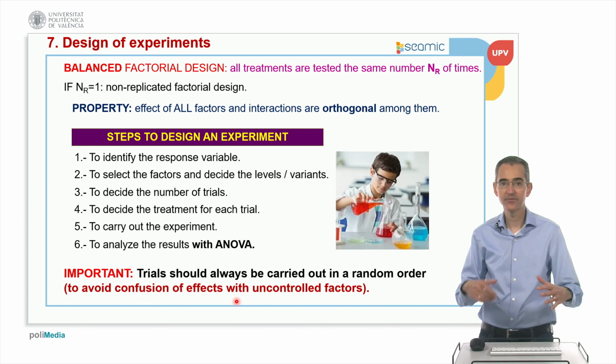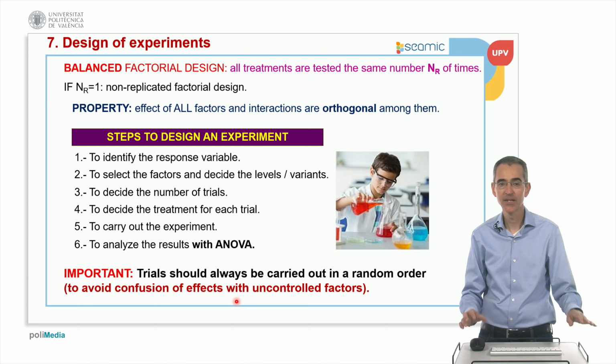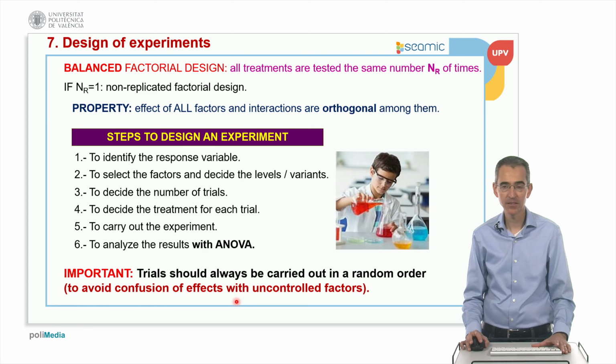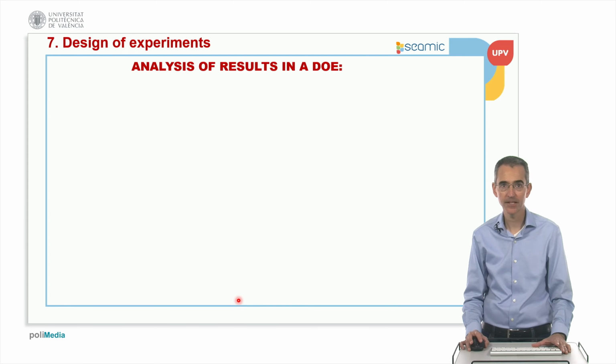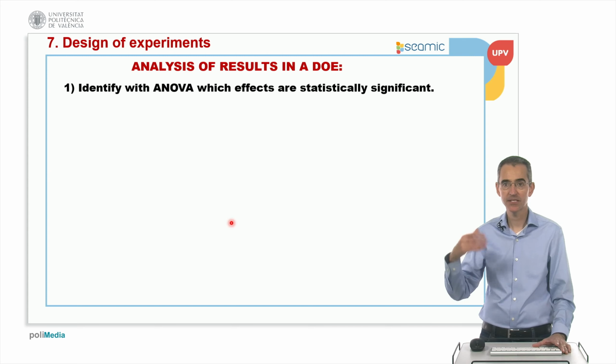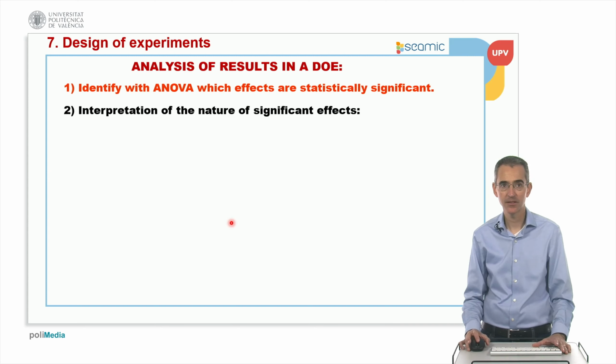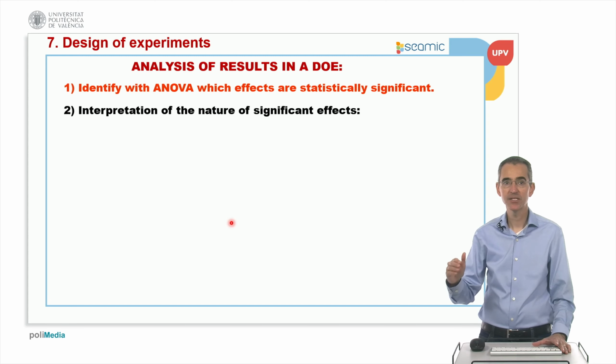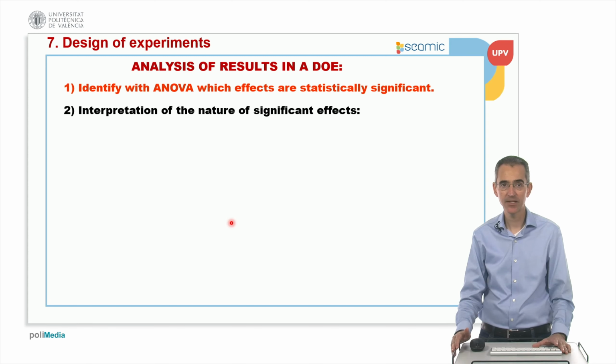Because there are also factors that we cannot control and that may be present, and the only way to avoid this problem, which is a very important problem in the design of an experiment, is to carry out the trials in a random order. Okay, so for the analysis of results, first we will identify with ANOVA which effects are statistically significant, the simple effects, and also the effects of the interaction. Then we have to interpret the nature of the significant effect.